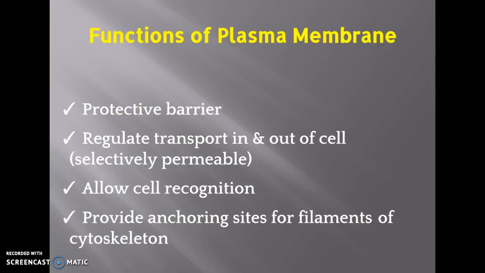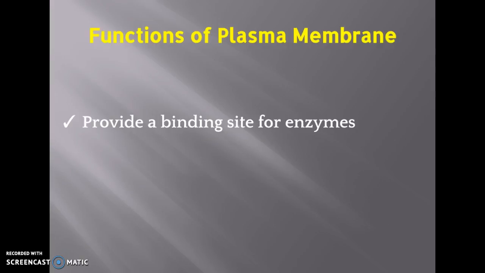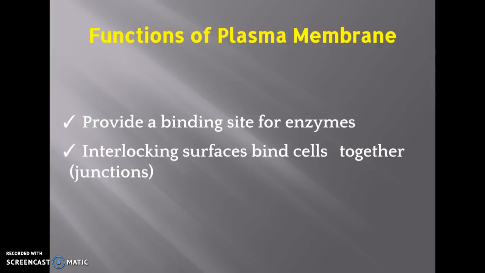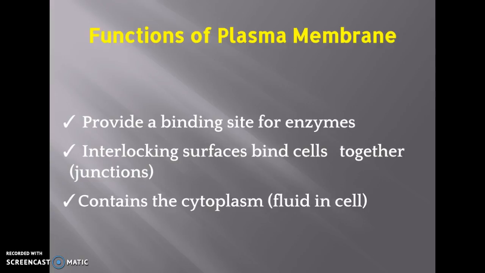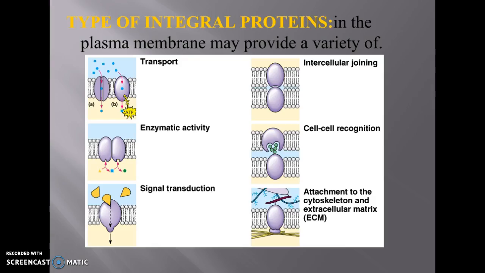And it also provides anchoring sites for our cytoskeleton. And our cytoskeleton acts as a support system within the cell. It allows for its shape, but it also allows for movement of different materials inside the cell. It provides a binding site for enzymes. It's going to hold cells together, and it allows the cytoplasm or the fluid inside of the cell to stay inside of the cell.